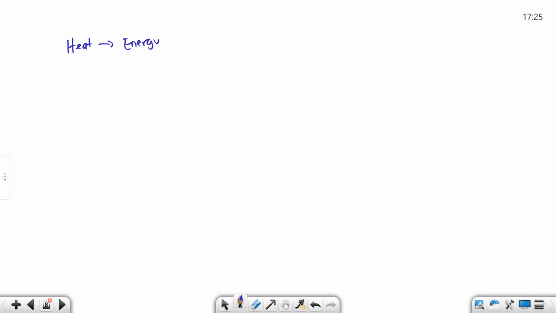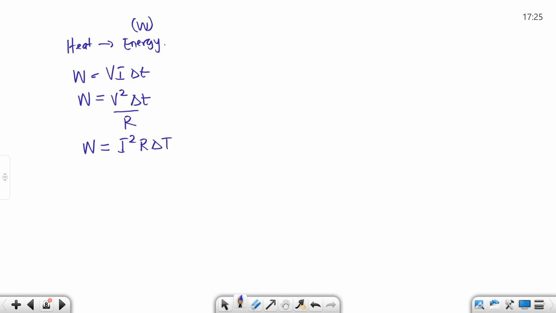Let's talk about energy. Heat has to do with energy. If you check your formula page on energy, I want you to learn how to use your formula. Energy, you would find it as W. W is equal to VIΔT. W is equal to V squared ΔT over R. W is equal to I squared RΔT.